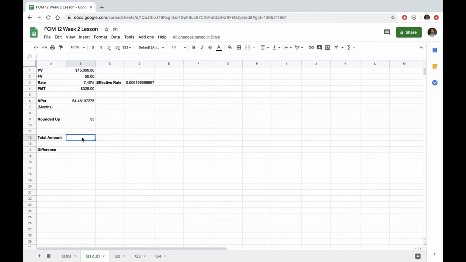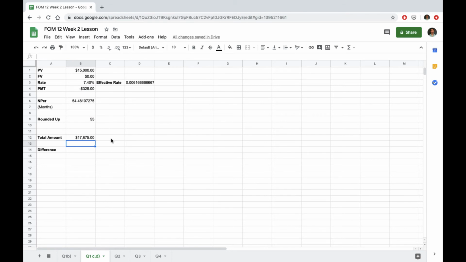Our total amount here would be calculated by the number of monthly payments he makes and how much he pays each month. So a way we can calculate it is by taking the number of months that he paid, so 55, and multiply it by our payment amount. Now we get a negative number here because our payment amount is negative. If you want to fix that, you can go back up to here and just put times -1, and our total amount will be positive.